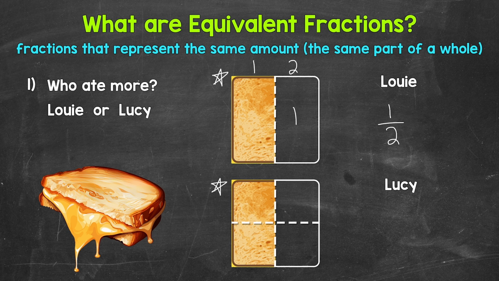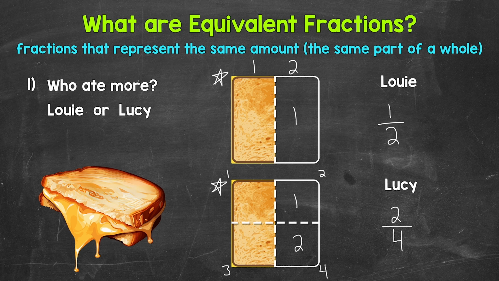Now let's take a look at Lucy's grilled cheese. What fraction of her grilled cheese was eaten? Well, the whole grilled cheese was divided into 1, 2, 3, 4 equal pieces. So 4 is our denominator. Then Lucy ate 1, 2 of those equal pieces. So 2 is our numerator. Lucy ate 2 pieces out of the 4 total pieces. So our fraction is 2/4. She ate 2/4 of the grilled cheese.